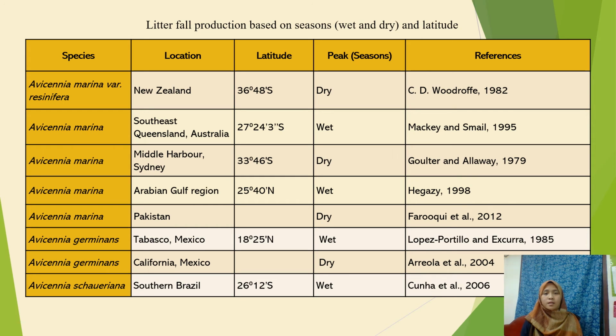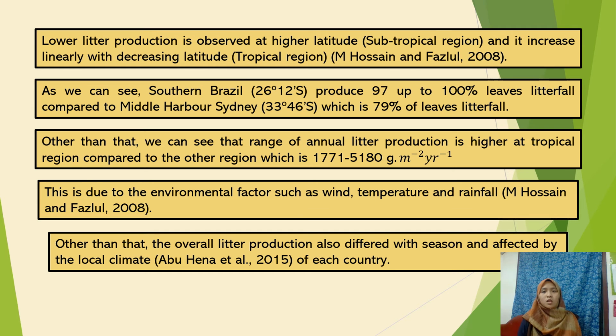This is the litter fall production based on seasons, which is wet or dry season, and the latitude of the study sites from previous studies. This is the discussion. Lower litter production is observed at higher latitude, which is the subtropical region, and it increased linearly with decreasing latitude, which is the tropical region. I got this from M. Hossain and Fazlul, 2008.